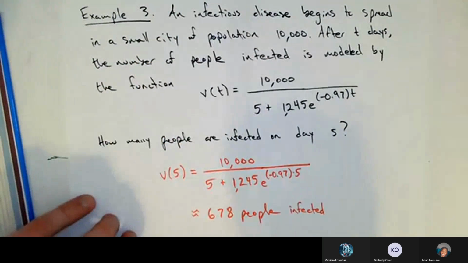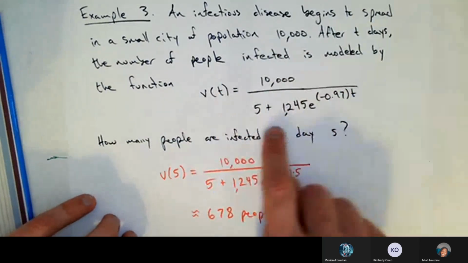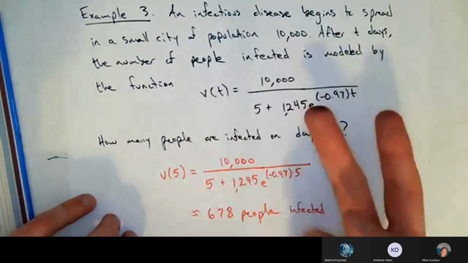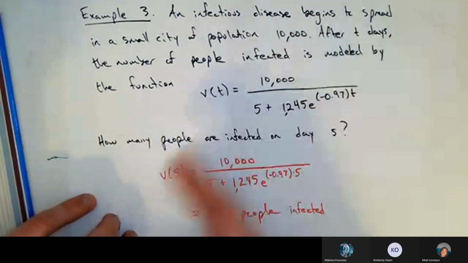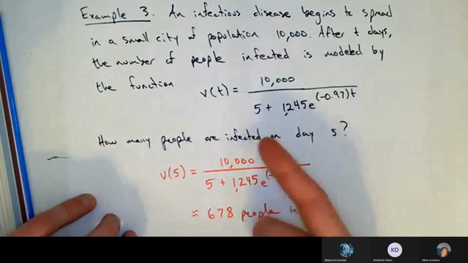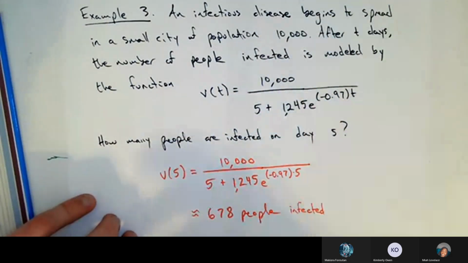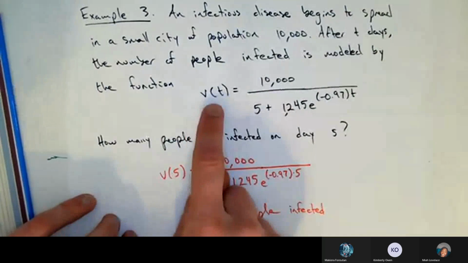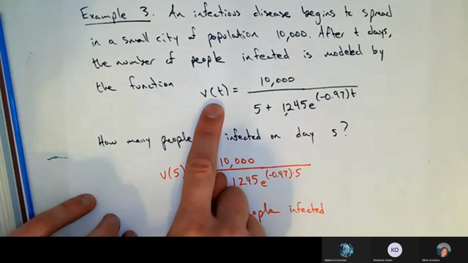What if someone said to you, how long will it take for 5,000 people to be infected, for half of the population? How long will it take for 5,000 people to be infected? This model does not tell you that. This model does the opposite. You give it the time and it tells you how many people would be infected, right? So you could play with some numbers to answer that question. You could keep plugging stuff in and try to get your output close to 5,000.